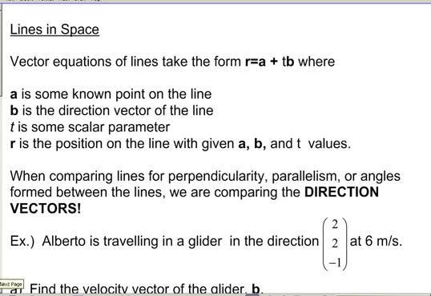All right, vector equations of lines. So they take this form, r equals a plus t times b. Notice that t is the only one there that's not bold. t is just a scalar. The rest of them are vectors.